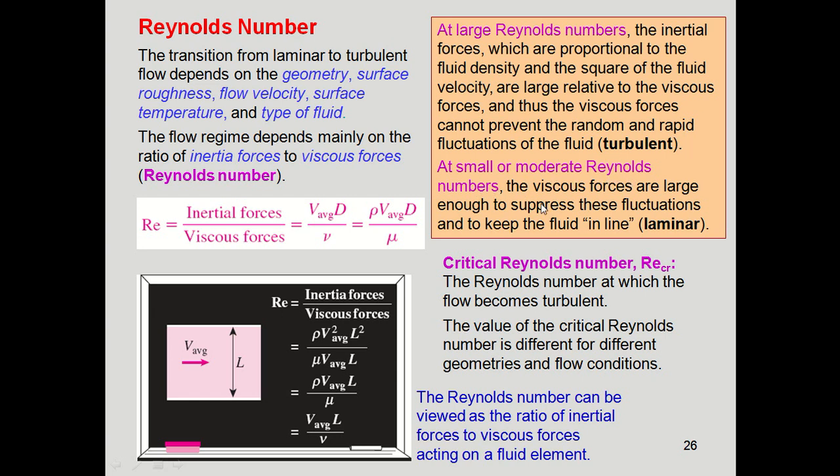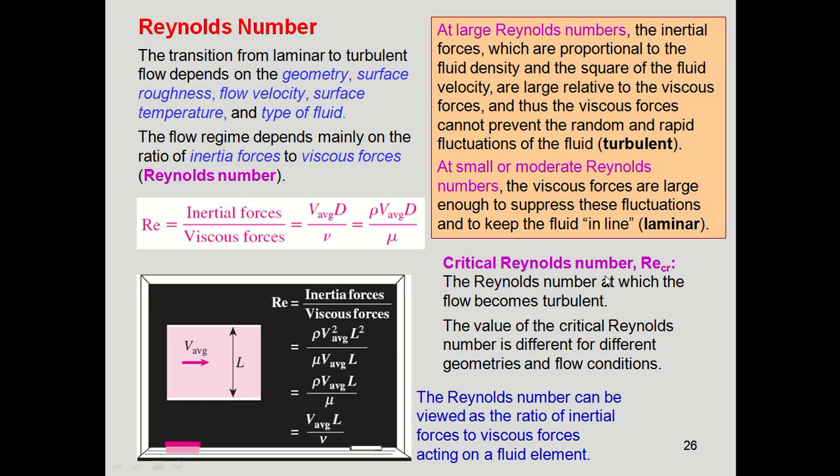At a small or moderate Reynolds number, the viscous forces are large enough to suppress this fluctuation and keep the fluid in line. So if you consider oil flowing over a solid surface, the viscosity is much higher, so the viscous force will dominate the inertial forces. That's why the flow becomes laminar.